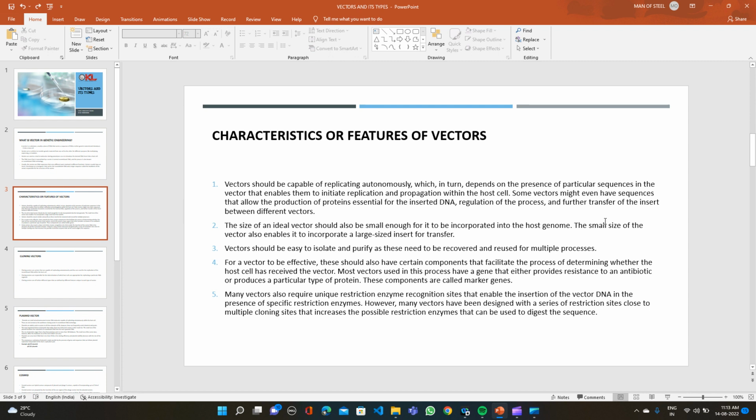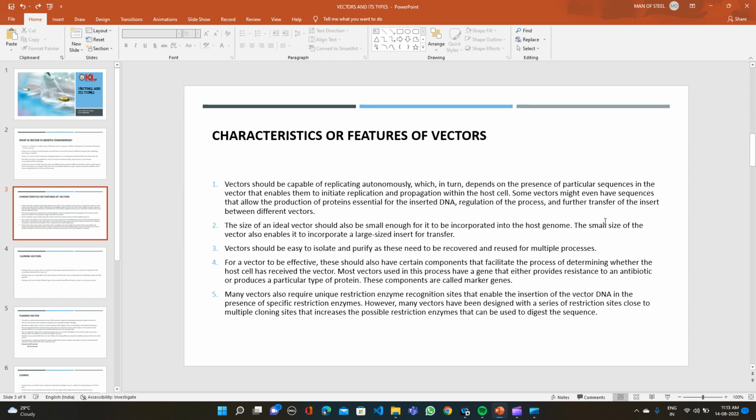Many vectors also require a unique restriction enzyme site that enables the insertion of DNA in the presence of a specific restriction enzyme. However, many vectors have been designed with a series of restriction sites close together, called the multiple cloning site, that includes the possible restriction enzymes that can be used to digest the sequence.